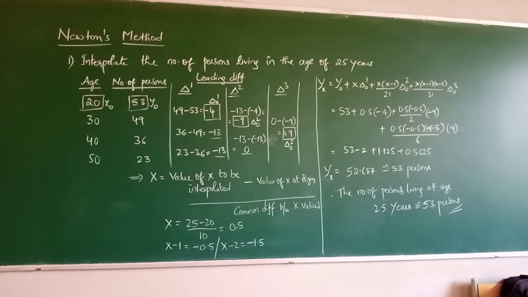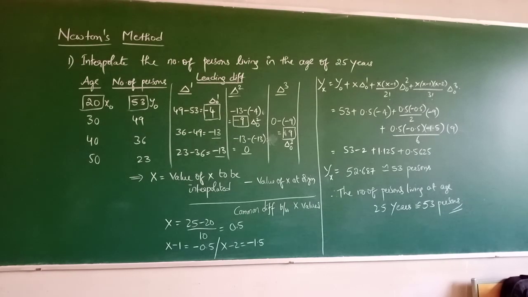That is what x I have calculated at the bottom of the table. Just look at there. X equals the value of x which is to be interpolated. What is to be interpolated? Age 25 years. How many of them are living? Number of persons living at the age of 25 years. So that 25 will become the x because age we denoted as x.